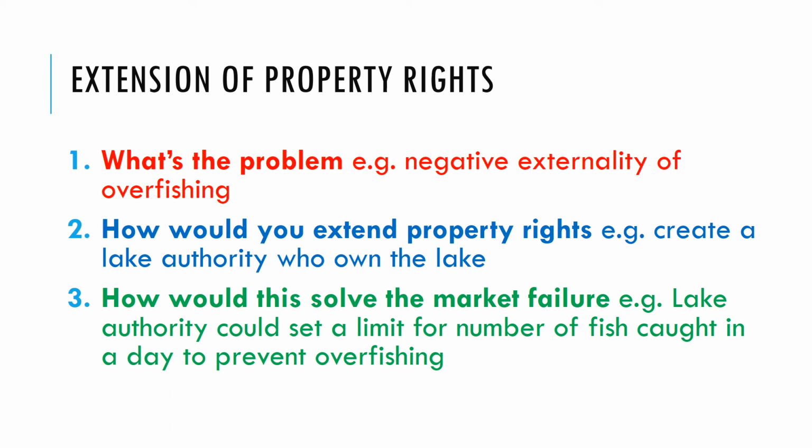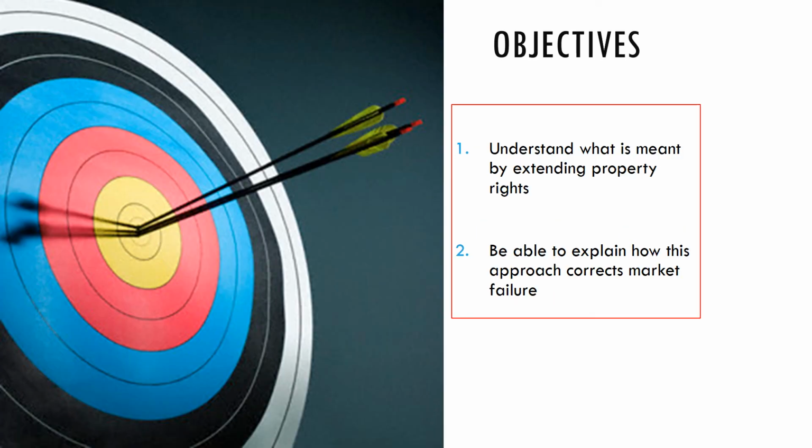Well, we could create a lake authority who own the lake. How would this solve the market failure? The lake authority could set a limit for the number of fish caught in a day to prevent overfishing and prevent the market failure. So in this video, we've looked at what is meant by extending property rights, and we've looked at how this approach can correct market failure.